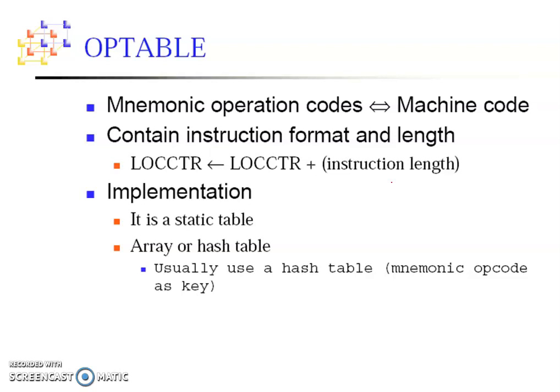LOCCTR is equal to LOCCTR plus instruction length. Then the implementation is a static table. It can be used as an array or hash table. Usually a hash table will be used, with the mnemonic opcode as a key.